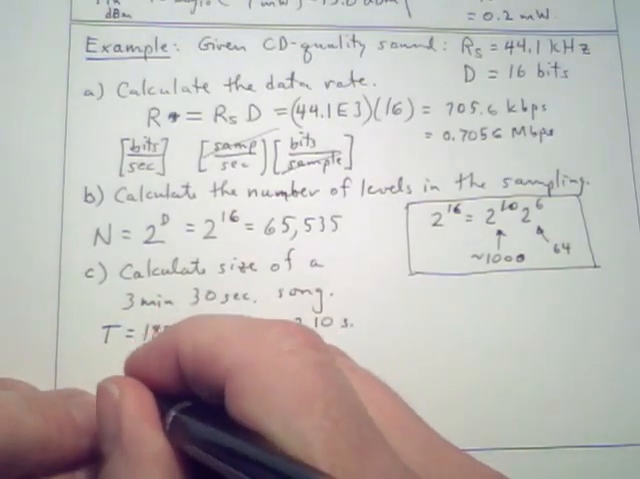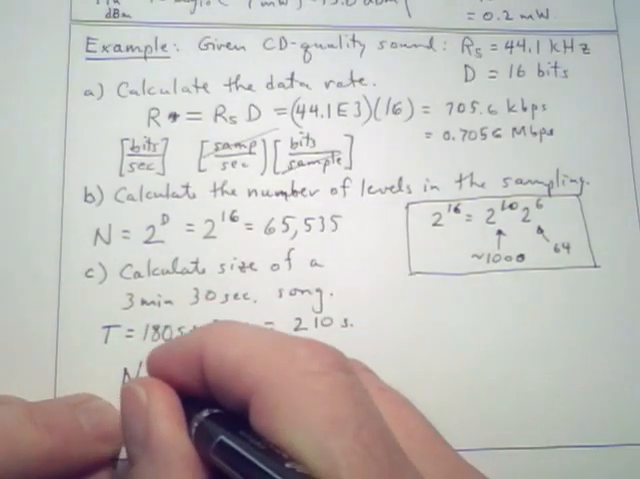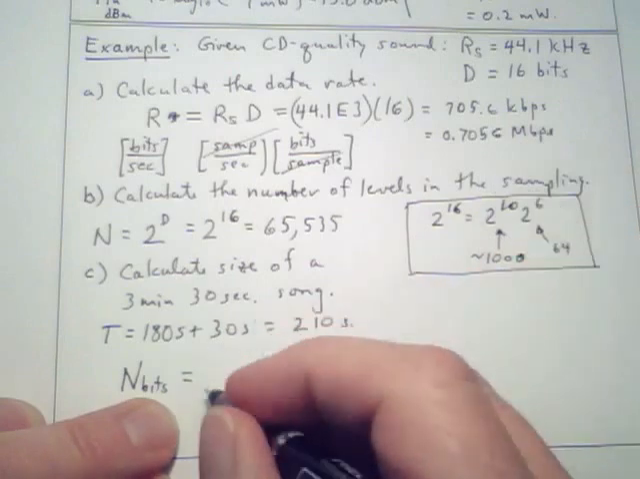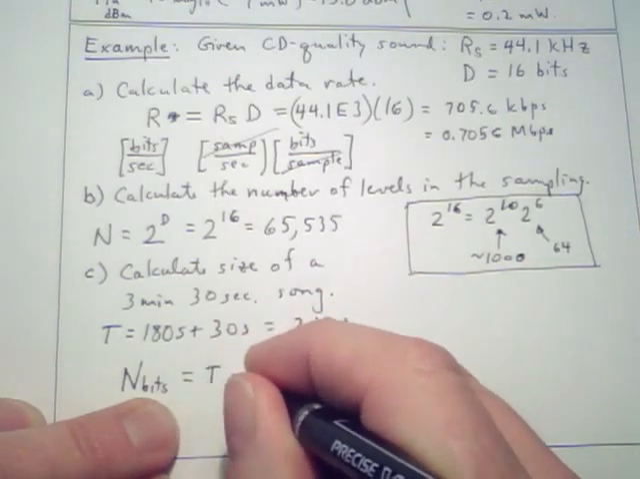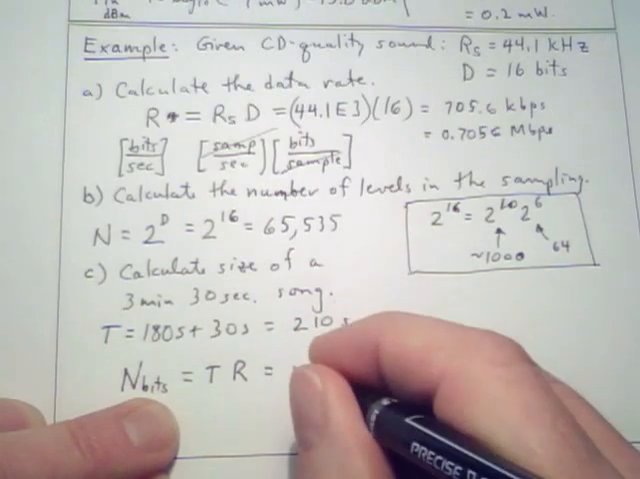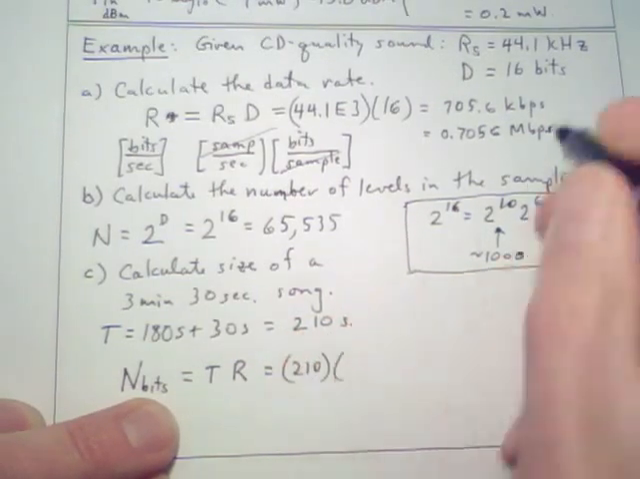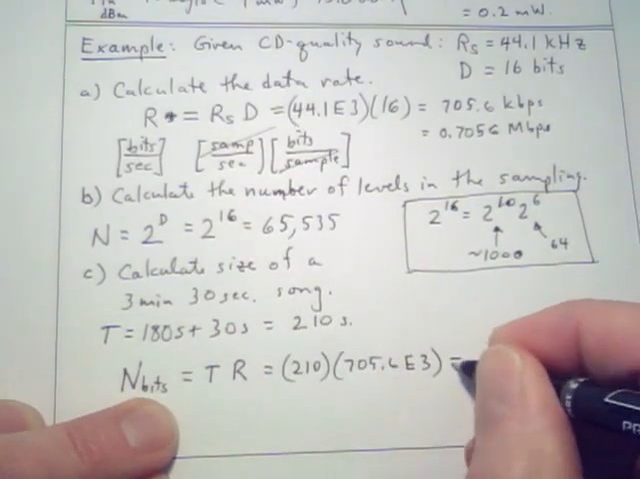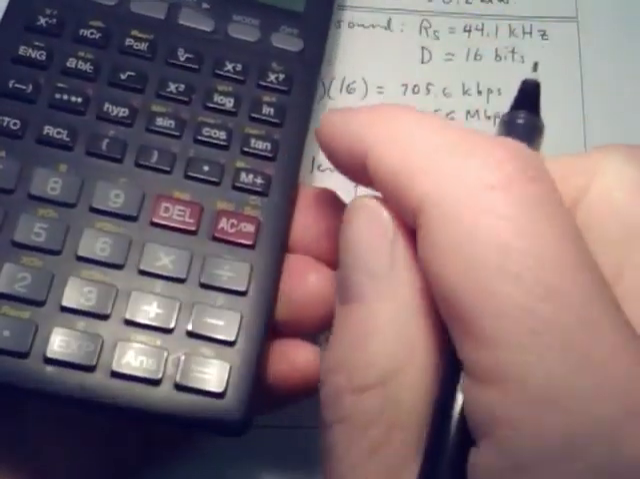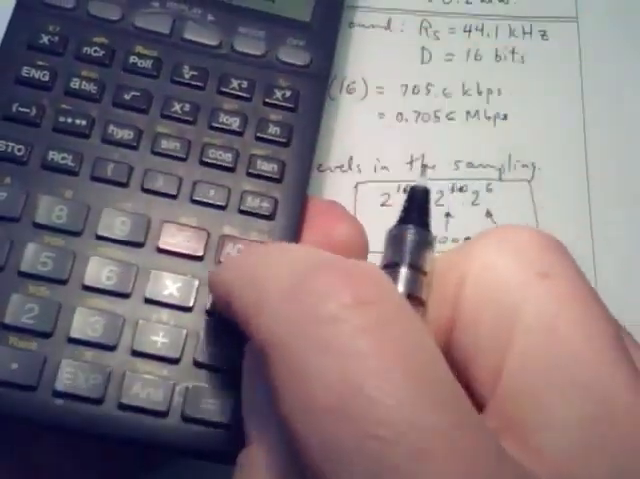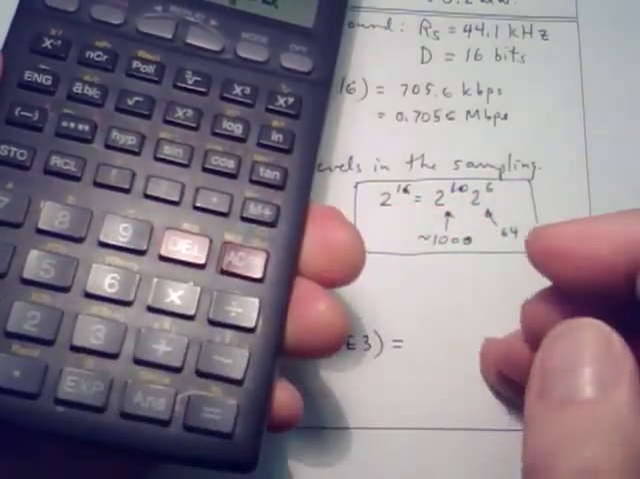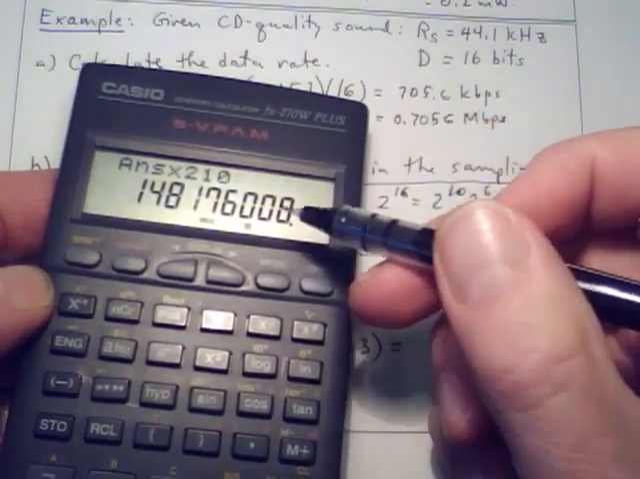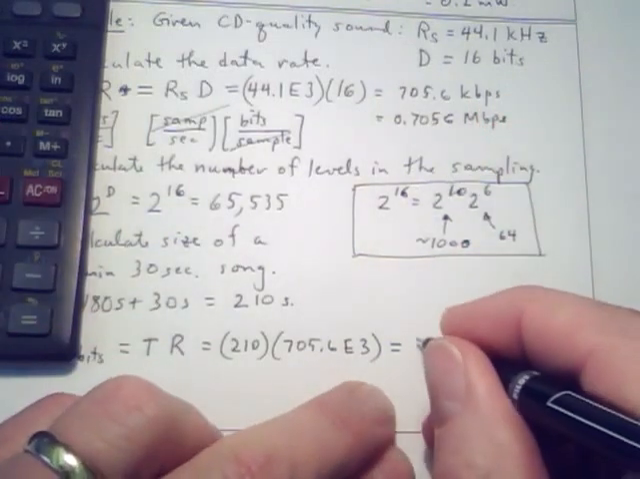That is the number of bits in the file. We just multiply the data rate times the time. It's going to be t times R, and it's going to be 210 seconds times 705.6 times 10 to the third bits per second. Or I'm going to take the 705,600 times 210, and it's going to give me 148.176 megabits.